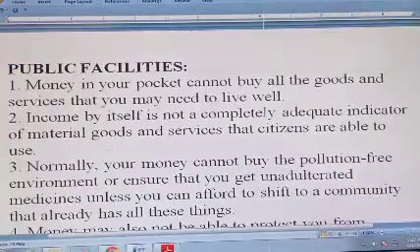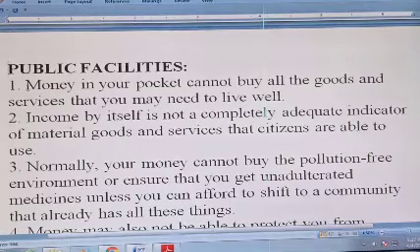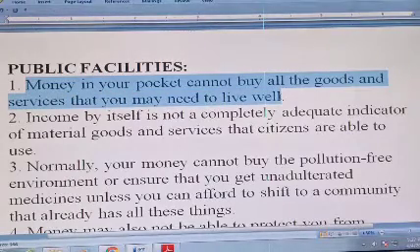Now our next topic, that is public facilities. Public facilities, the most common thing: money in your pocket cannot buy all the goods and services that you may need to live well. Suppose you all are having money, but money cannot buy all the things. Money can buy a bed for you, but money can't buy sleep for you. Money can buy the food, but you can't purchase hunger, the eagerness of eating, by money. So money in your pocket cannot buy all the goods and services that you may need to live well.